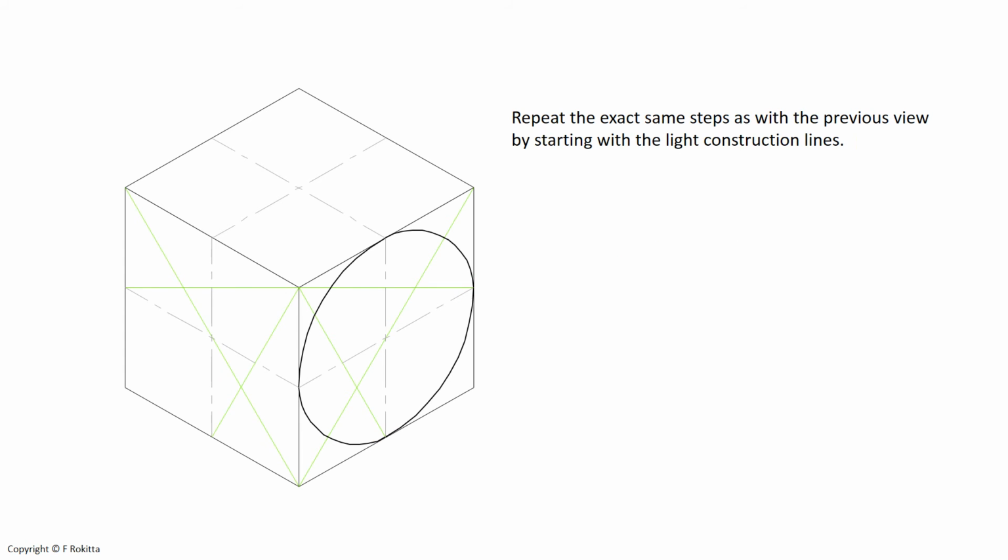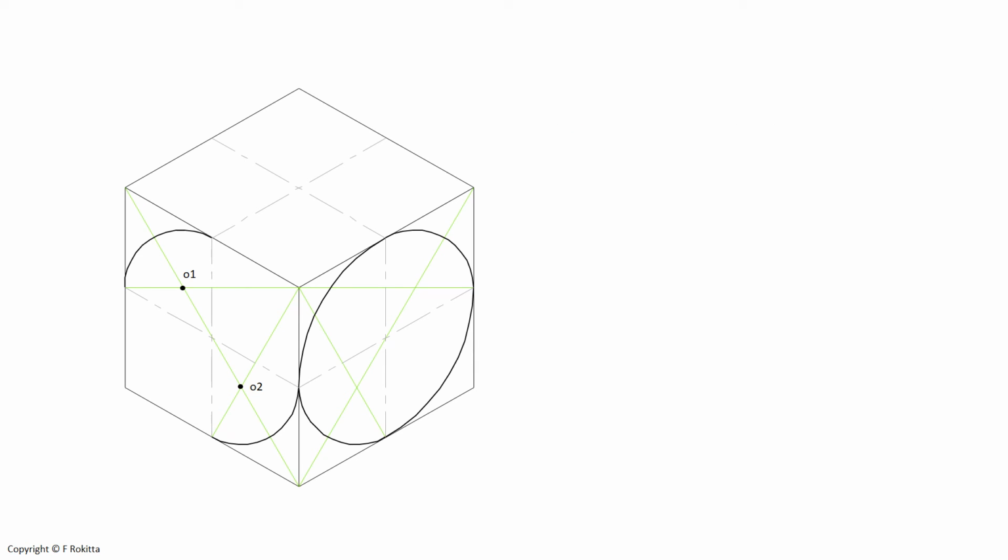We will now repeat the exact same steps as with the previous view by starting with the light construction lines. Draw in the small arcs of our isometric circle from O1 and O2 as shown here. Finish the isometric circle on this side of our cube by drawing the solid arc from O3 and O4 to complete the circle.